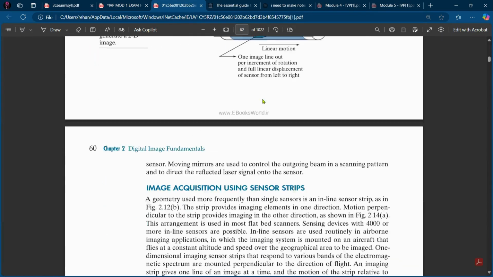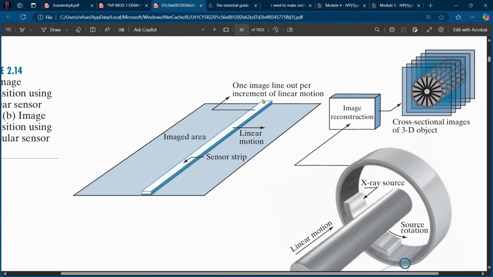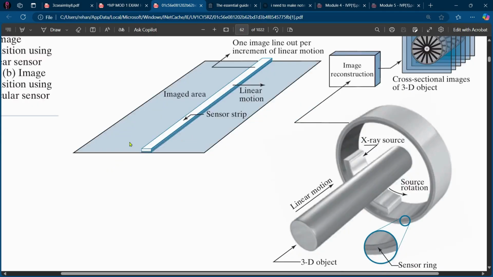But here, what happens? There is a mechanical strip. The circle itself is nothing but this whole strip. If you rotate it and make it a circle, it becomes this thing. So here, this is one mechanical strip on which the whole sensor strip is pasted, and all the sensors are in linear motion. So this is linear motion. Whatever object you have to sense or scan, which is 3D, will be sent through, and that is the linear motion itself.